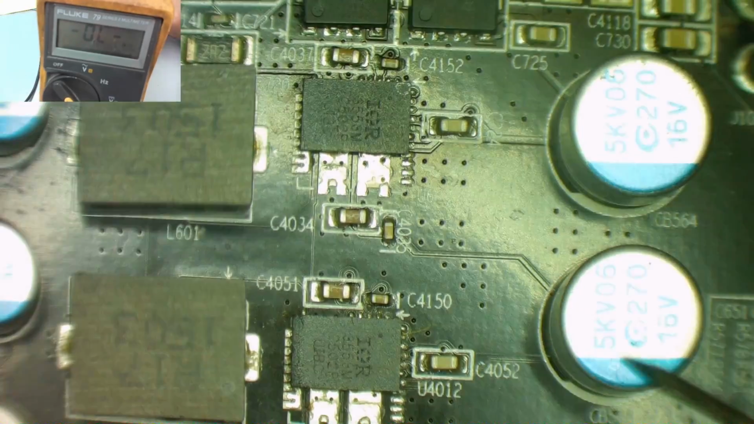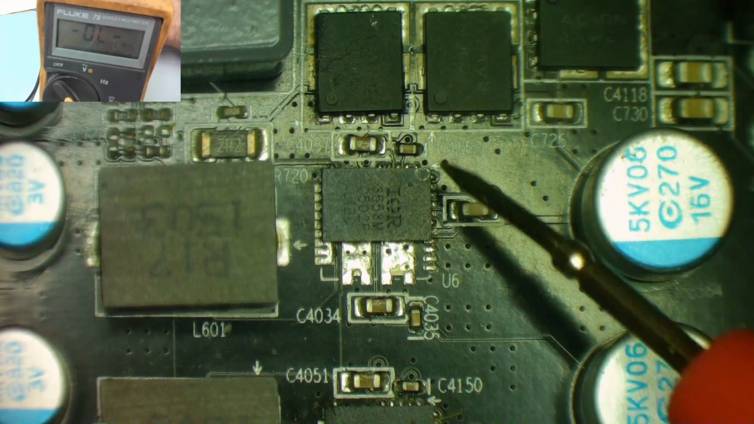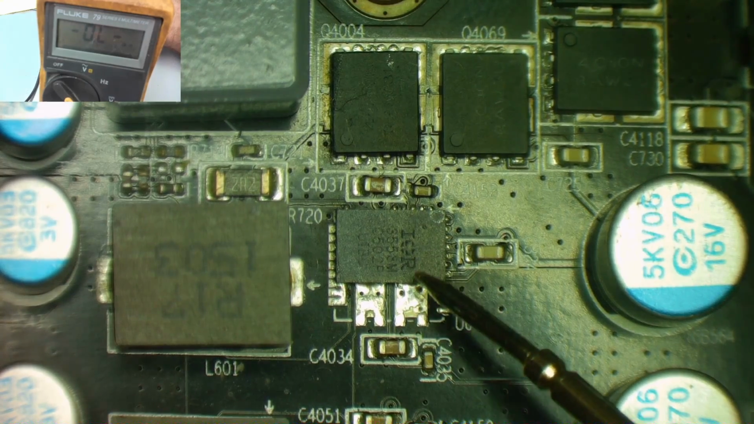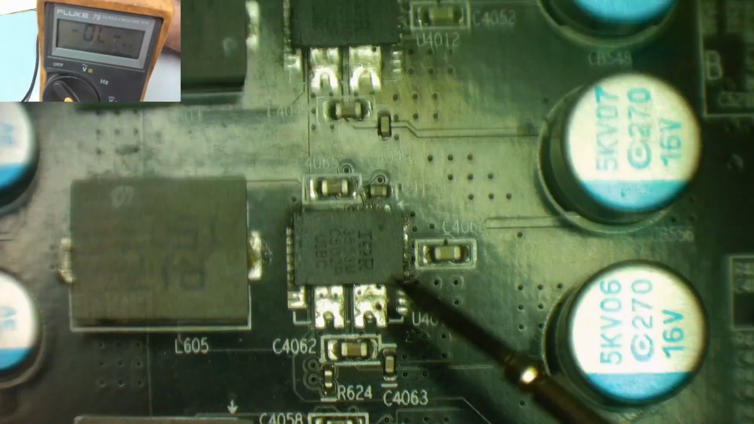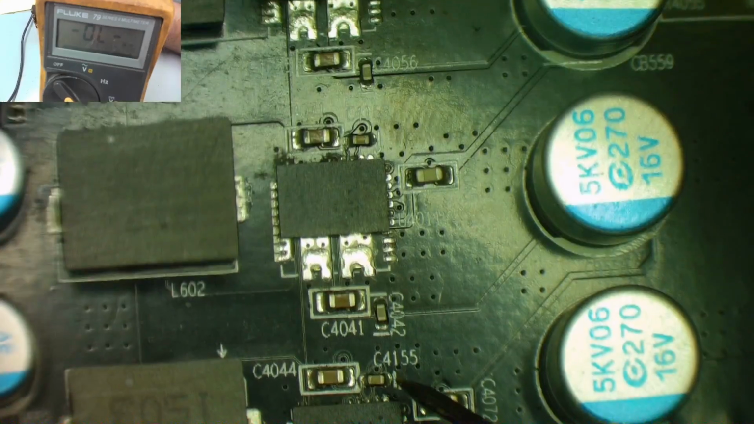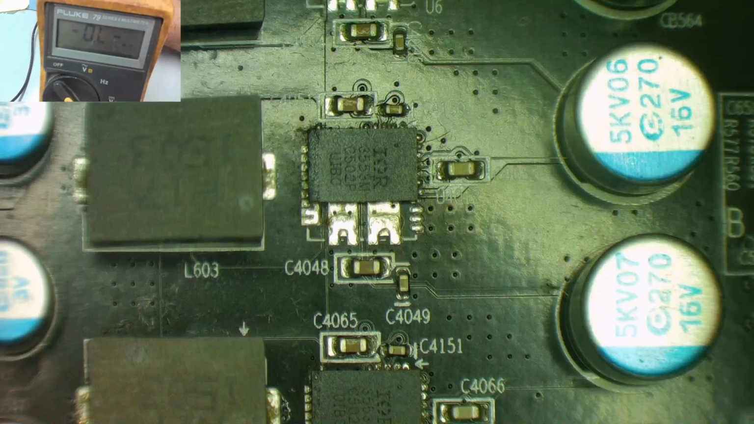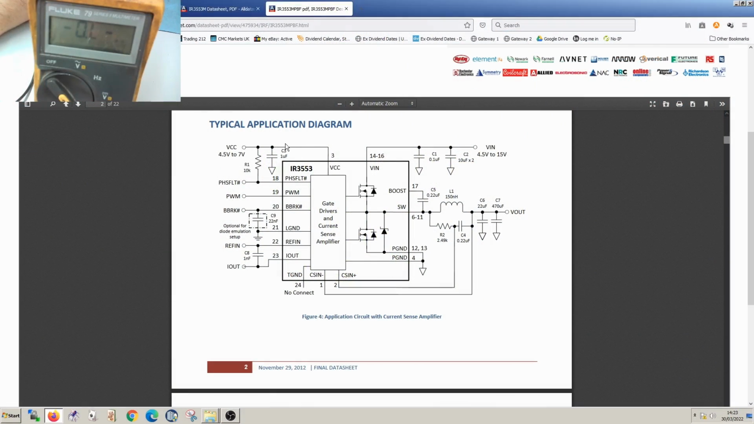Here's an example of a driver, a VRM driver, IR3553M, 1 driver on each phase, and I'll just show you the data sheet, and you will see that each of these has 2 built-in MOSFETs. This is a typical application diagram for the IR3553, the one we were just looking at.